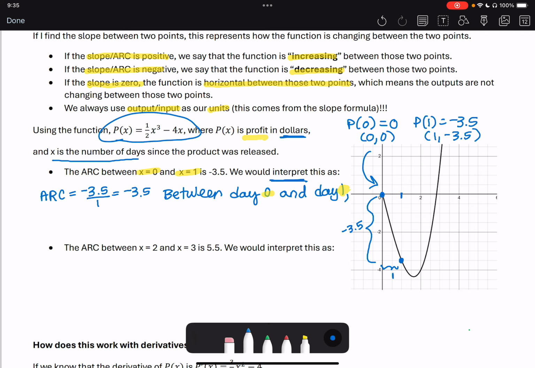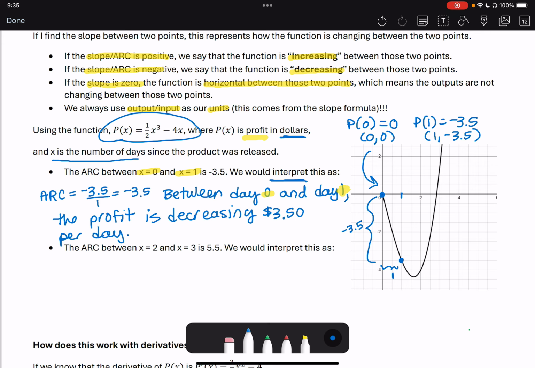my profit is decreasing, and this will be $3.50. Your unit is dollars there. And then we would say per day. So let's break this down to make sure everybody understands what has to be in there. First of all, let me get my decimal point back in there. It kind of didn't show up.